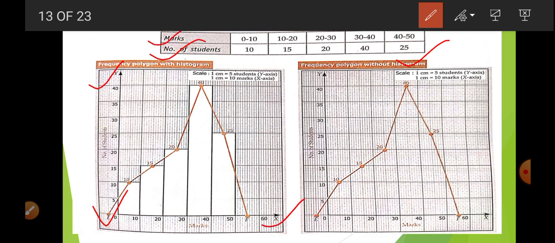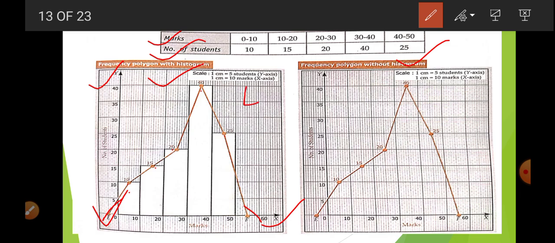Okay, we had drawn all the rectangles. Now we put a point on the mid of all the rectangles, join them by a straight line, and extend it. In this way we get the frequency polygon with the histogram. Now the frequency polygon without the histogram. When we draw it without the histogram, we have to find the mid value. How can we find the mid value?